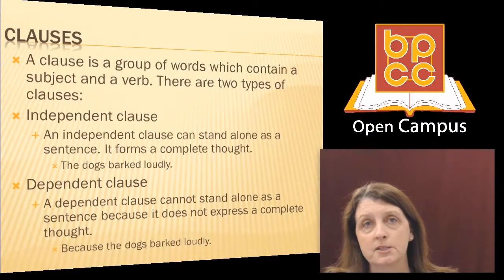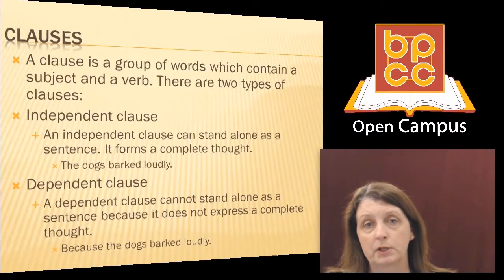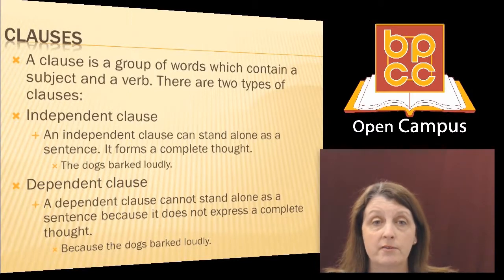A clause is a group of words which contains a subject and a verb. There are 2 types of clauses. An independent clause, which can stand alone as a sentence. It forms a complete thought. Here's a sample sentence. The dogs barked loudly. In this sentence, we have a subject, the dogs. We have a verb, barked, and we have a complete thought.